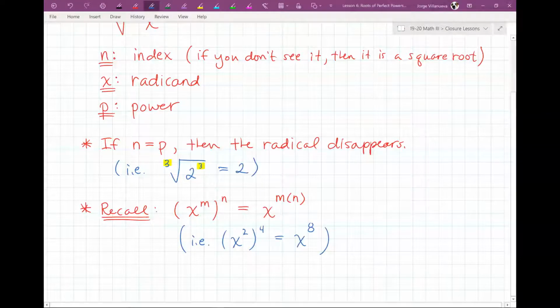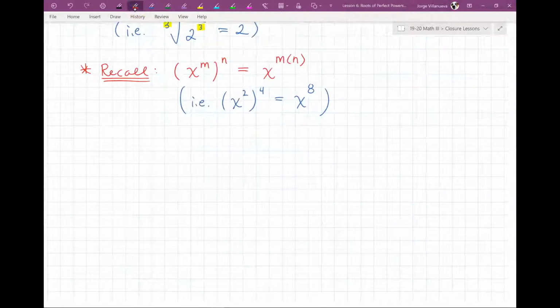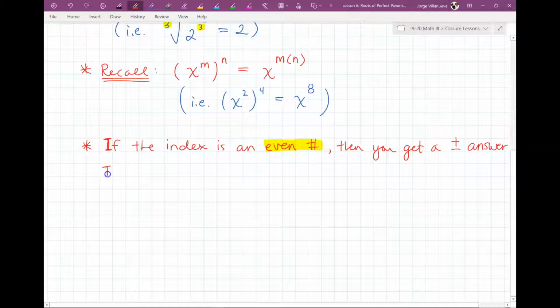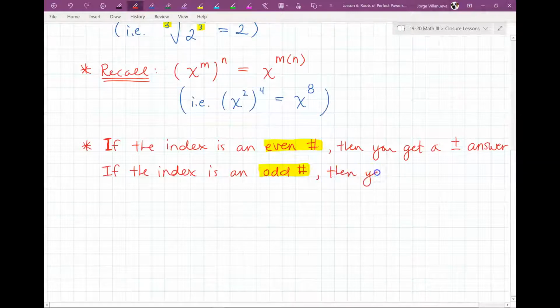All right, and one more thing before we start getting into this. Actually, maybe two more things, but one main idea first. If the index is an even number, then you get a plus or minus answer. If the index is an odd number, then you get one answer.